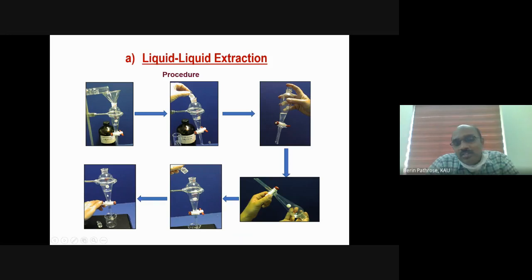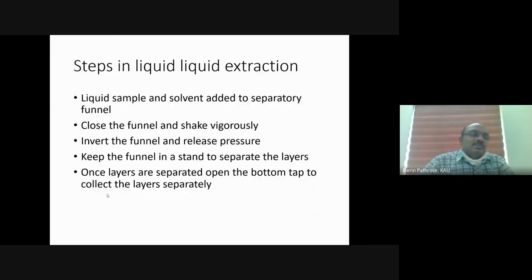We remove the solvent layer and the water layer. Again, we add solvent and repeat it thrice. That is liquid extraction. The steps we have discussed: the liquid sample and solvent are added to the separatory funnel. Close the funnel and shake it vigorously. Invert the funnel and release the pressure. One thing in the second step, close the funnel and shake vigorously: the first time, you should not shake vigorously.